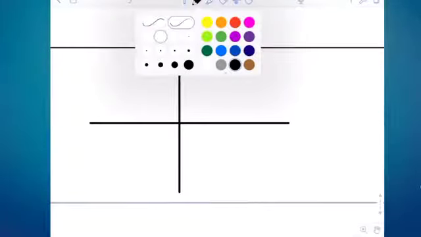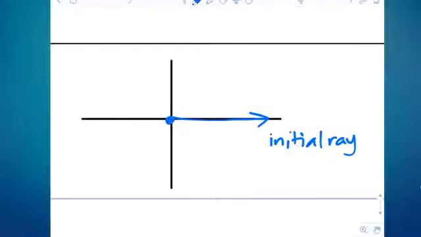We're going to need some x and y axes here, so I'm going to draw one set. You can use the snap feature, which is kind of nice. There we go. Okay, so the vertex is at the origin. Here's your initial ray. Initial means what? The initial, like of your name, is like the first letter of your name. So initial means starting or first. And I'm going to draw it over here.